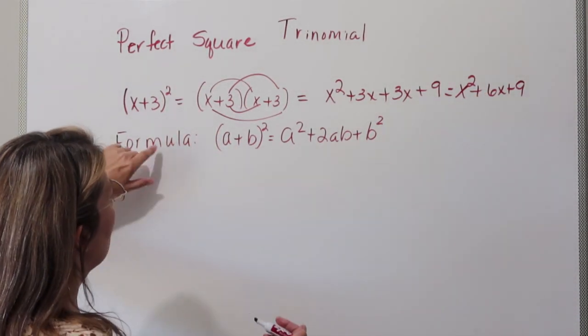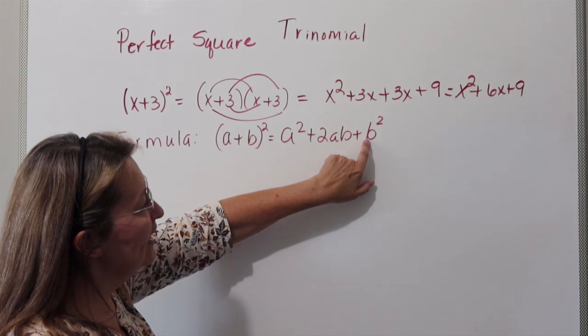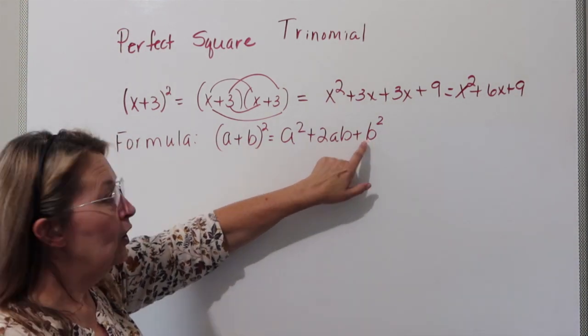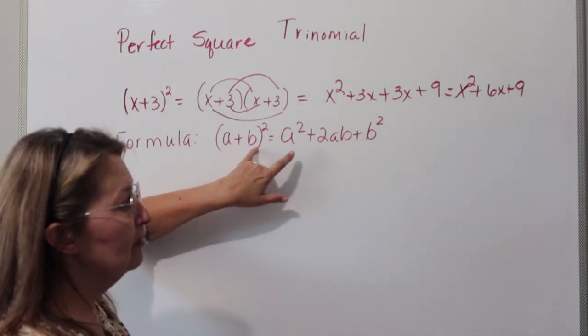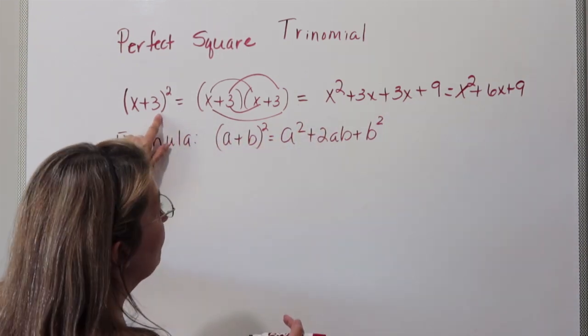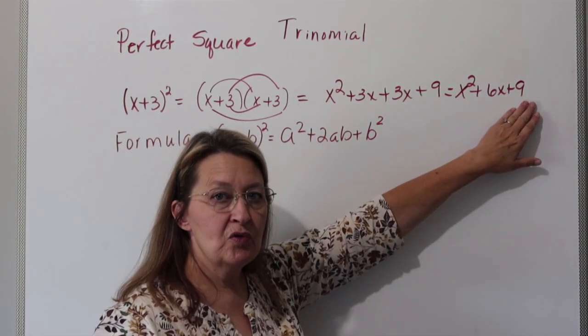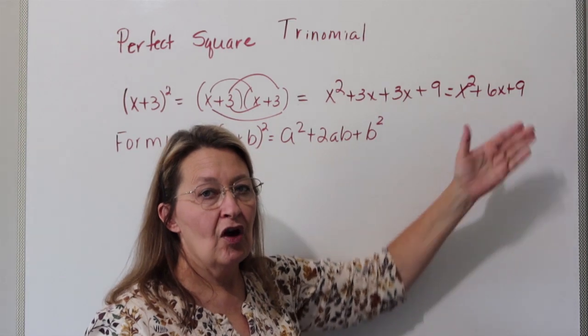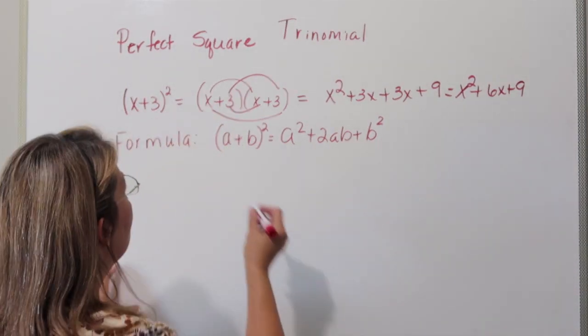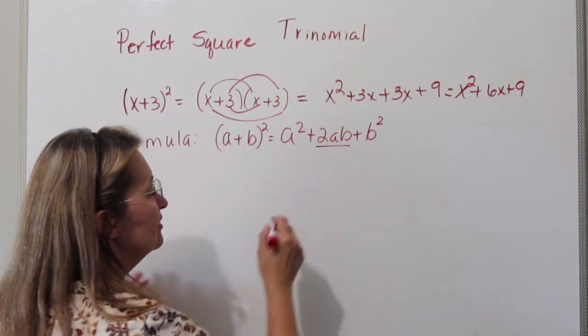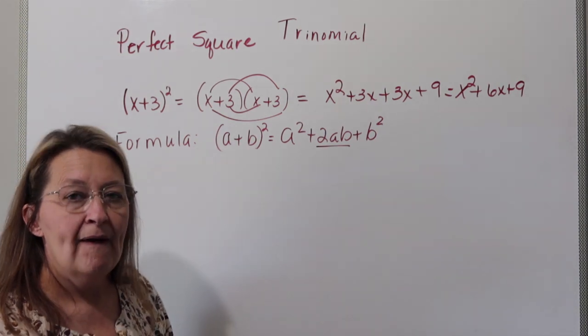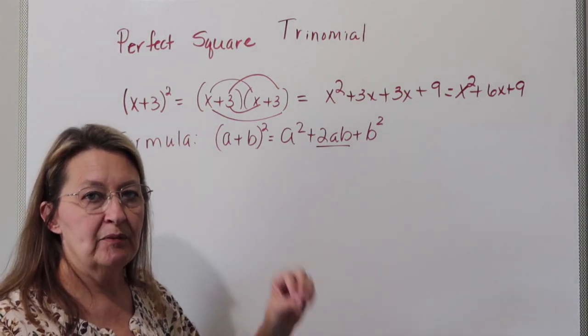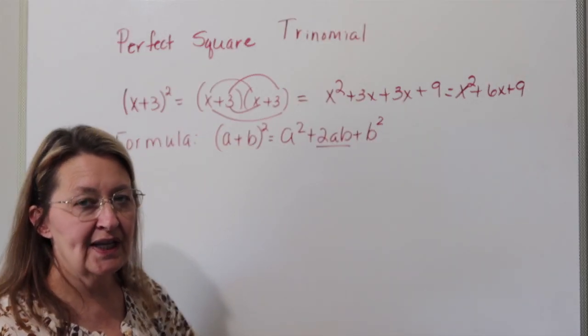Let's look at the last term. In the formula, it says the last term is b squared, where b is this number. Well, my last number was 3. Isn't 3 squared 9? Yes. The hardest one is this middle term. In our formula, it says 2ab. That means 2 times the first term times the second term.